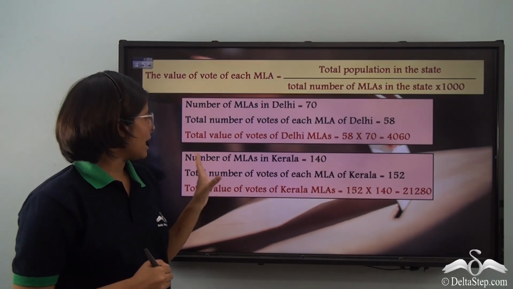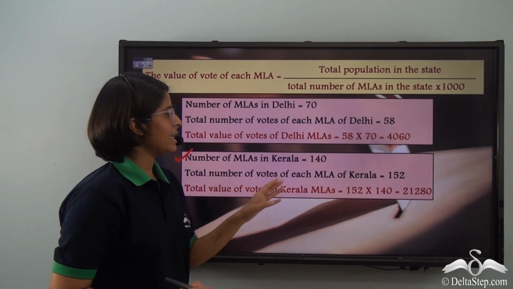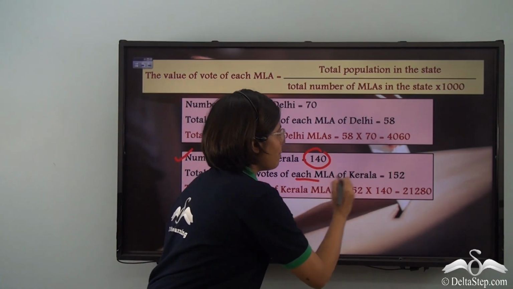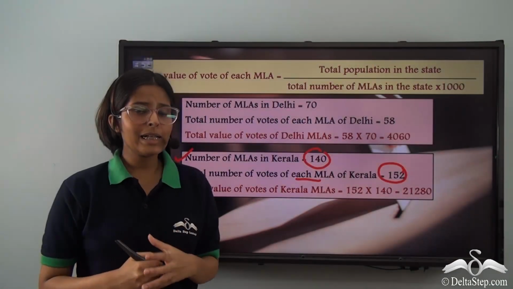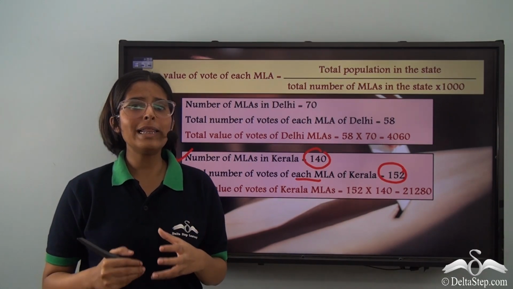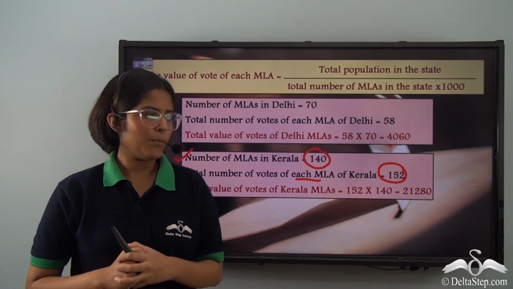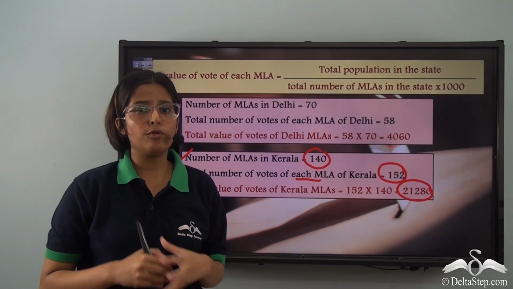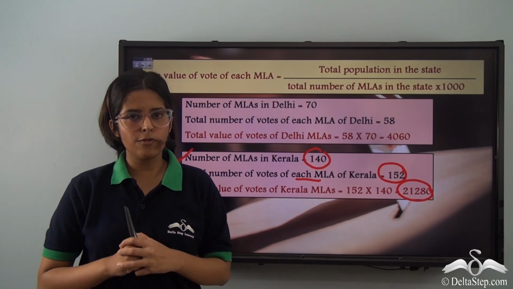Similarly, we multiply the total number of MLAs in Kerala with the value of vote of each MLA of Kerala to get the total value of all the MLA votes in Kerala. So we get 21,280. So that is the total value of votes of all MLAs of Kerala.